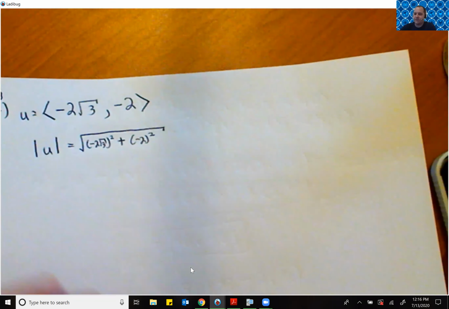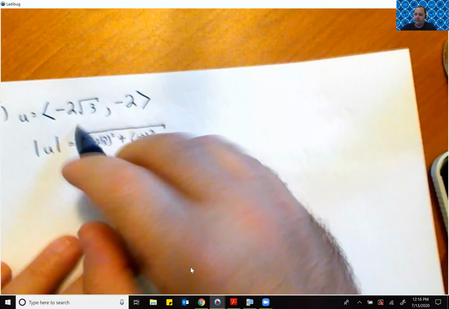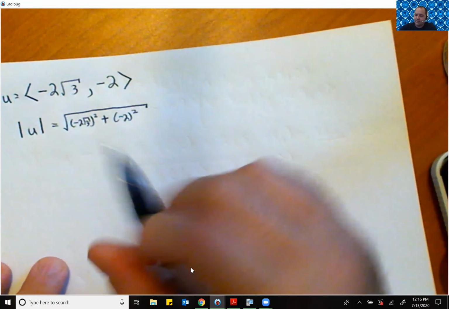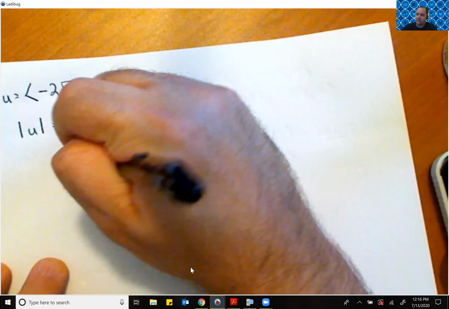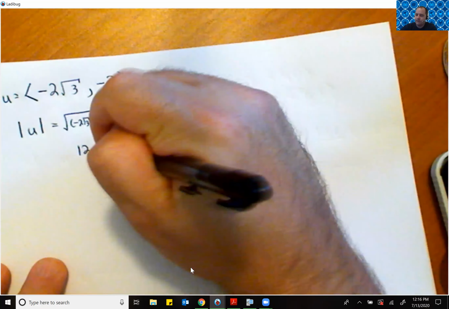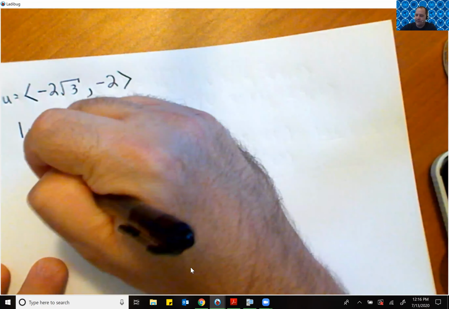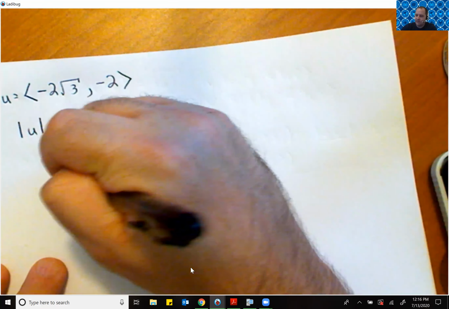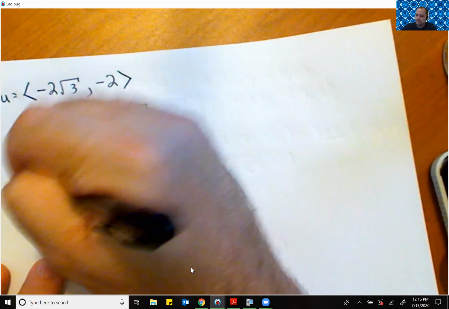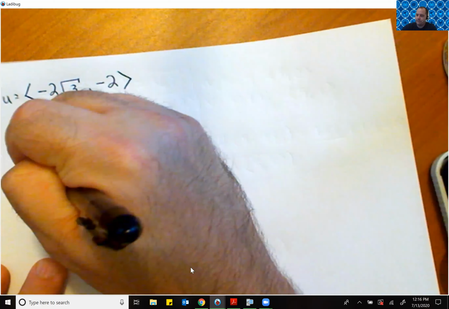Just doing this in my head, if I square the square root, I get 3, and negative 2 squared is 4, so this is 4 times 3, which is 12. This gives me 4. So I'm looking at the square root of 16, which is 4. So there is the magnitude.